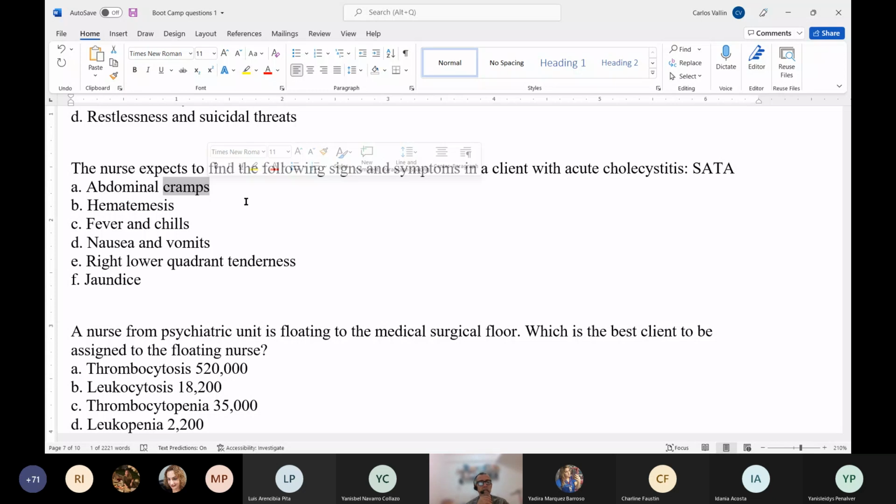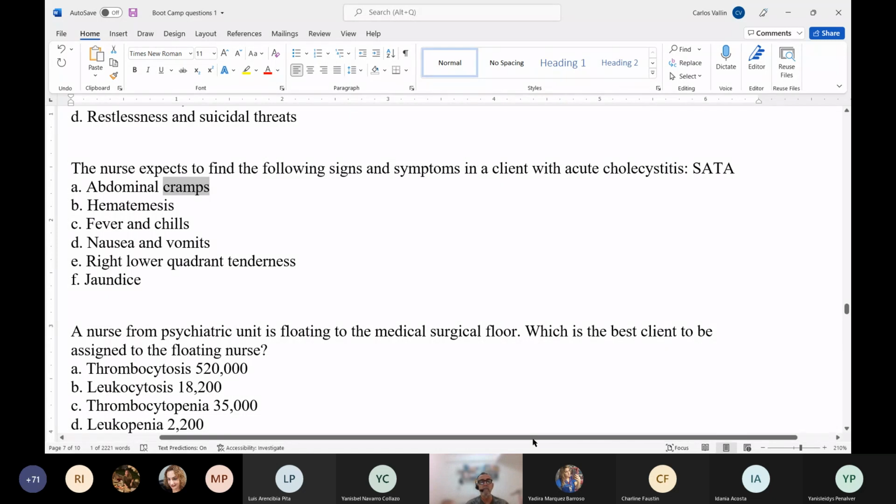Hematemesis is not expected in cholecystitis, because you don't have a reason to bleed in the stomach, because you have the gallbladder inflamed. Fevers and chills, yes. Nausea and vomiting, yes. Right lower quadrant tenderness, no. Right upper quadrant tenderness, and jaundice, yes, because it's the gallbladder.